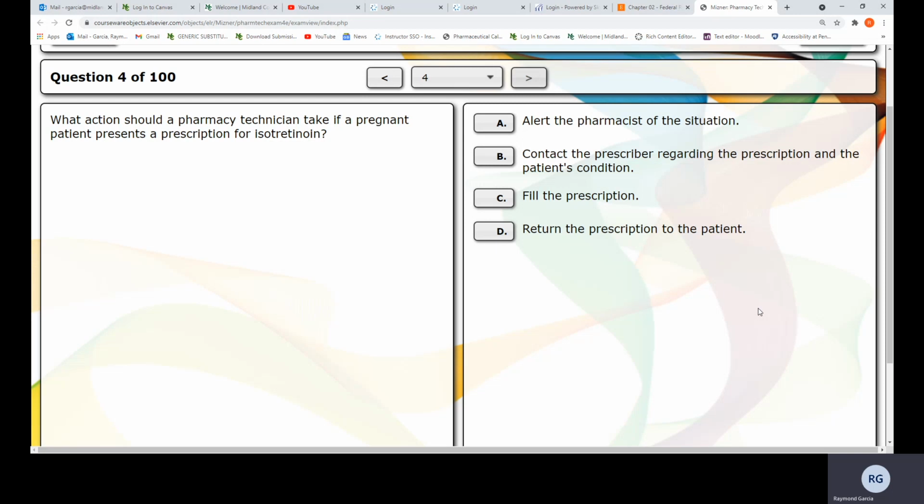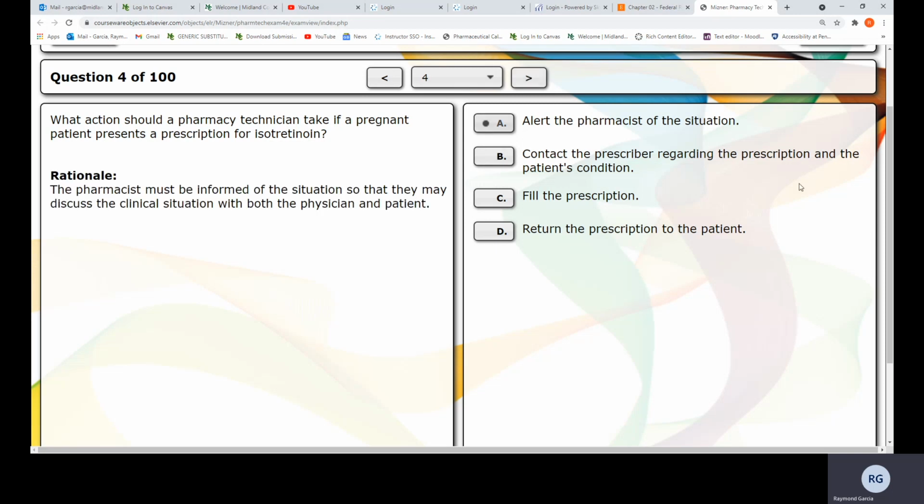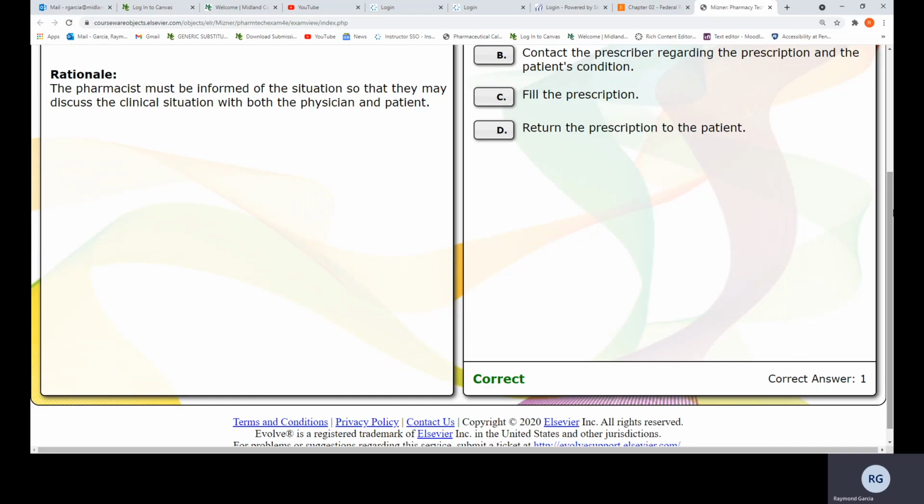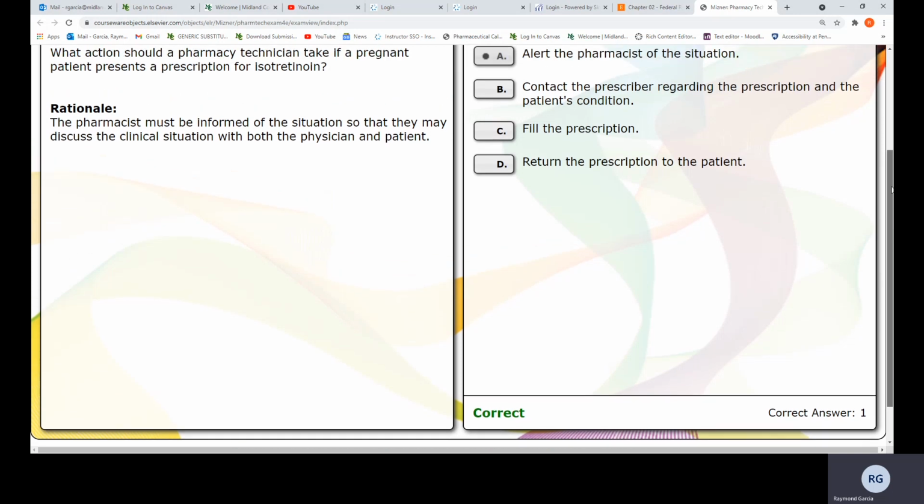What action should the pharmacy technician take? Yeah, that's the first thing. And after that, the pharmacist would call the prescriber. Pharmacists must be informed of the situation so that they may discuss the clinical situation with both the physician and the patient.